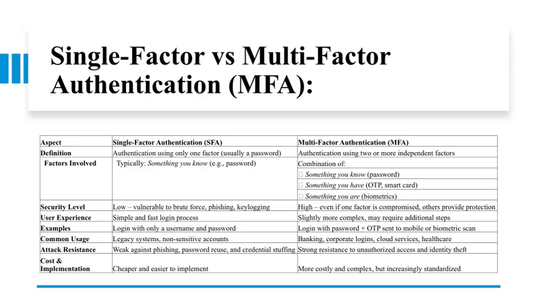On this table, we can see the key differences. First, the definition. Single-factor authentication, or SFA, relies on just one element, usually a password. In contrast, MFA uses two or more independent factors to verify your identity. When we talk about the factors involved, SFA typically depends on something you know, like a password.